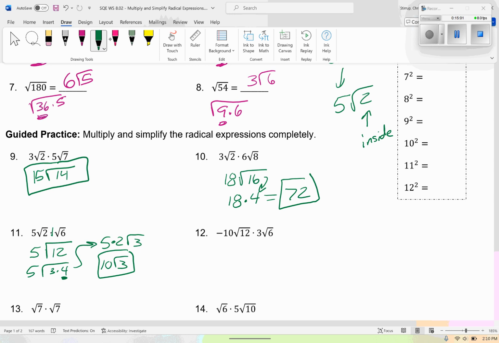Oh, now we incorporate a negative. Outsides multiply gives me what? Negative 30. Do you feel comfortable with that? And then 6 times 12. 6 times 12. 72? Is that right? Cool. Will 72 break down? Because 72 is still inside. Can I break it down?